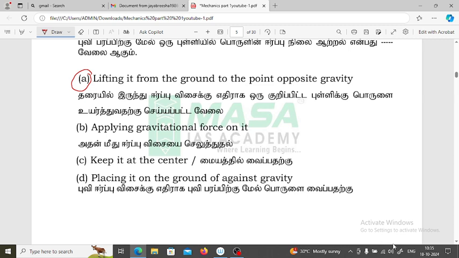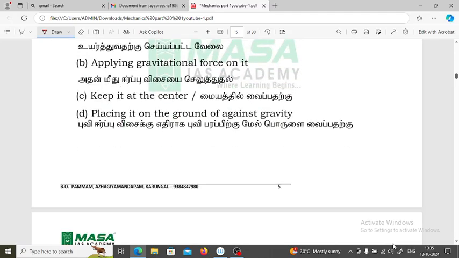Okay. Applying gravitational force இந்த ஆப்ஷன் நமக்கு வராது. சென்டர்ல வைக்கிறதுக்கு தேவையான ஆற்றலை நம்ம நிலையாற்றல்னு சொல்ல மாட்டோம். What is potential energy? Lifting it from the ground to a point opposite to gravity is stored as potential energy. So option A is correct. Okay. Next question.